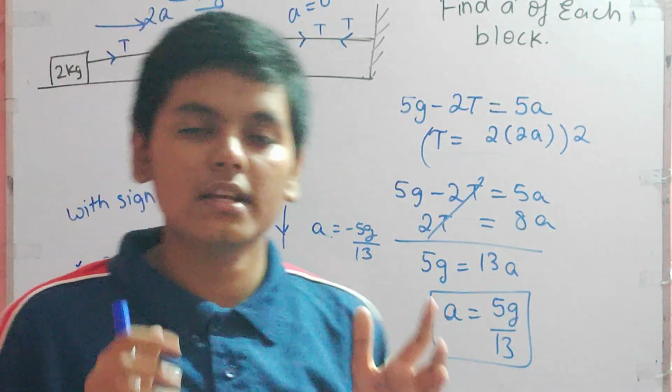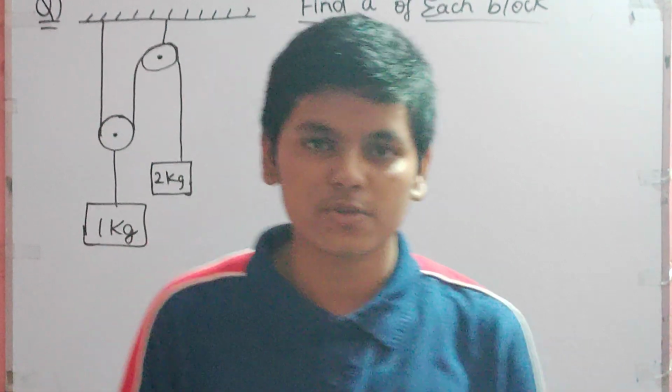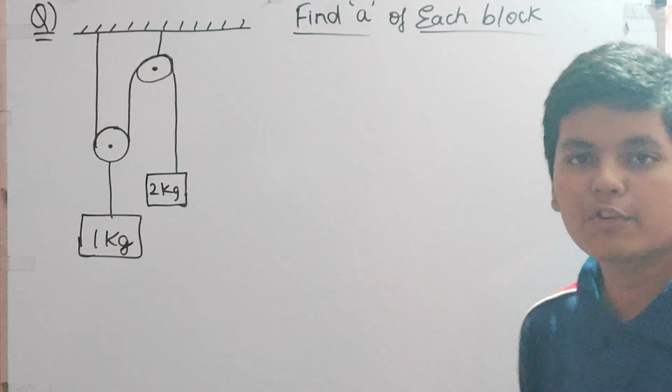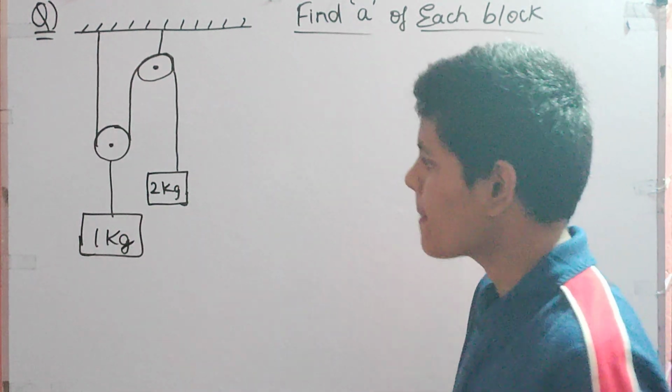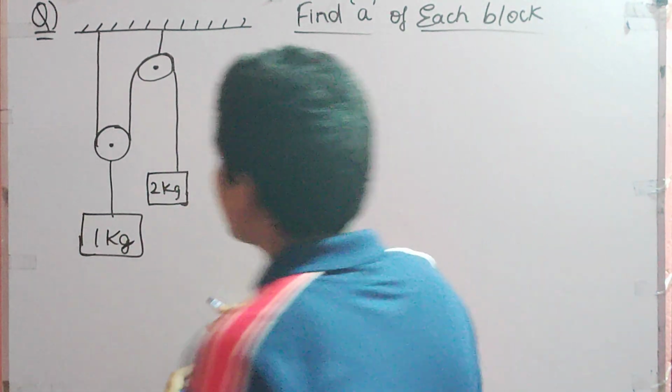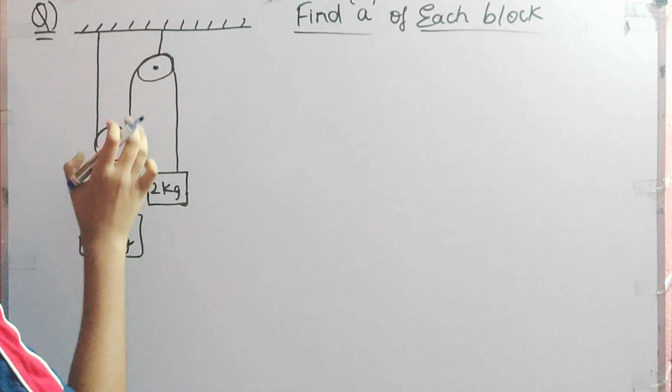Now let us move on to the last question of today's video. Now we have our next question and last question of this video. Here you have to find the acceleration of each block, and this is the system which is given to us. So let us start. If you leave this system, now what happens is, this is a fixed pulley, this is a movable pulley.